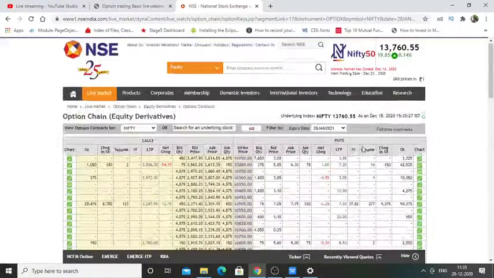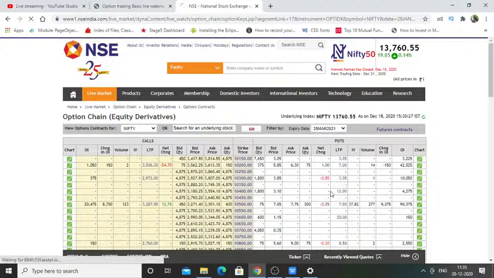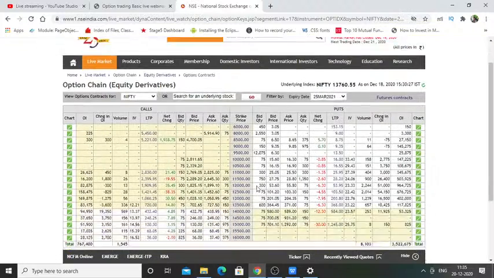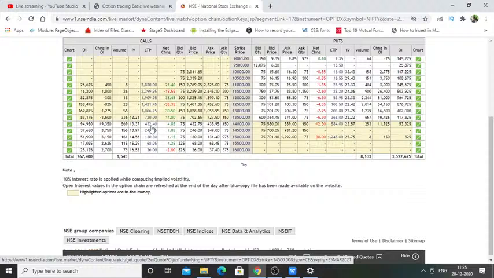Even if you look at a far month, let's say I'll show an example of March. If you look at March, it will be somewhere around 400 plus. You can see that the 14,000 call option has an LTP of 432.